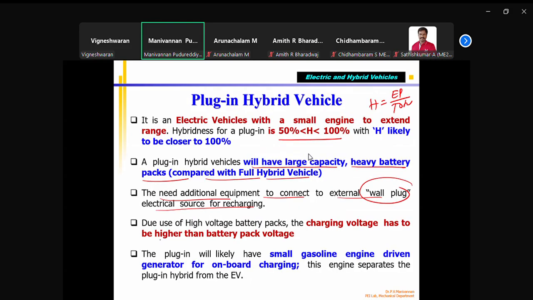Due to high voltage power packs, the charging voltage has to be higher, because many times in the plug-in hybrid the battery pack capacity is 600 volts, lithium ion 400. So that means you need a high voltage charging circuit, a quick charger. They call it by different names. The plug-in will likely have a small gasoline engine driven by a generator for onboard charging. I told you many times, maybe 10 kilowatt or 10%, 15%.